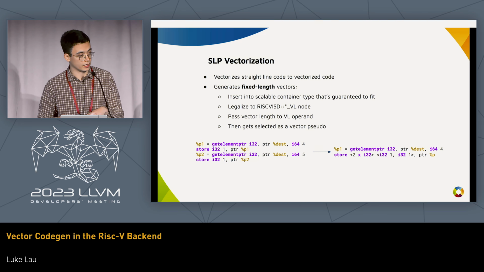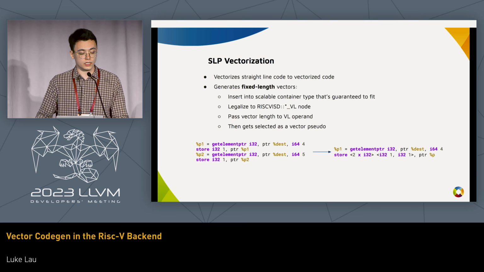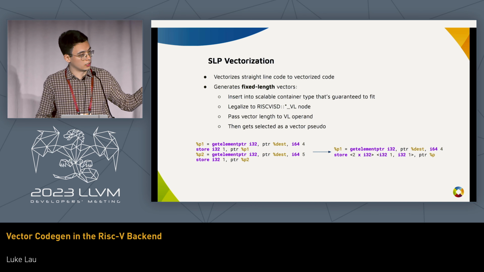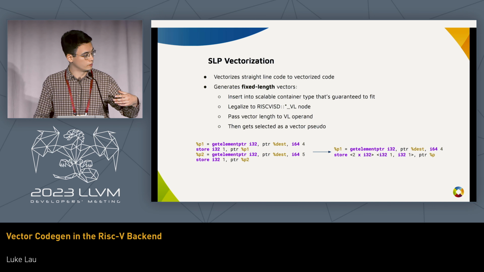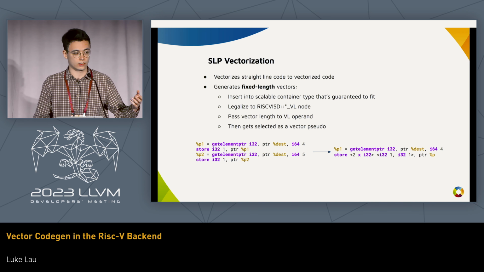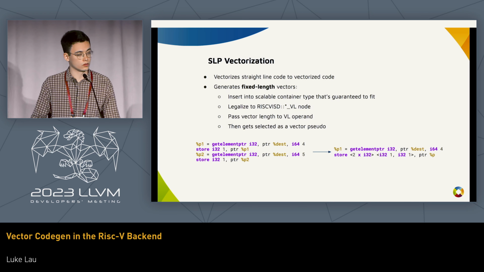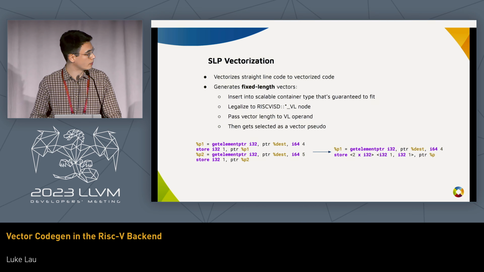And so we will place it in that, and then we will legalize whatever operation to operate on a VL node. And these VL nodes are like duplicates of the generic selection DAG nodes, but they'll all contain a VL operand. This VL operand allows us to specify something that will get lowered into the VL operand of the pseudo, which allows us to control our vector length. And we just pass in the length of the fixed length vector. And so that allows us to kind of emulate fixed length vector semantics, if you will.